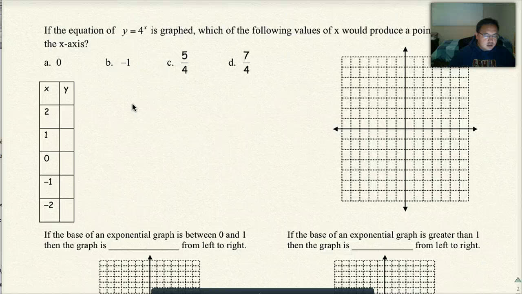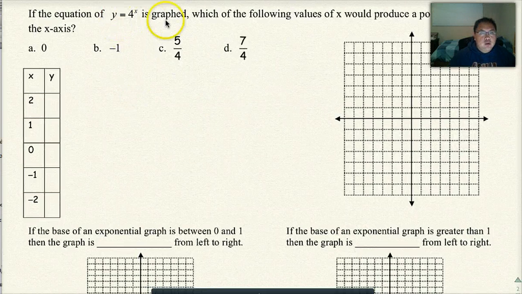Now, here's some multiple choice questions. If the equation y equals 4 to the x's graph, which of the following values of x would produce a point closest to the x-axis? Okay, so which of these will be closest to the x-axis? What we're going to do is make the graph first and then figure it out.